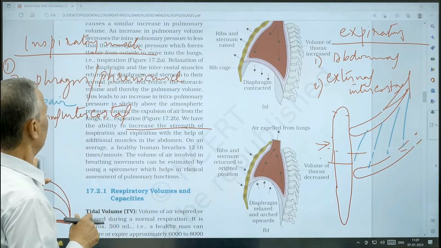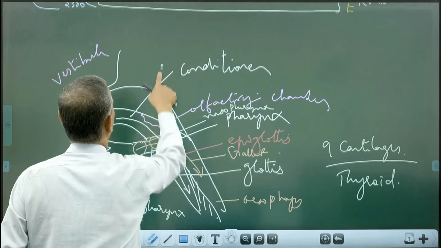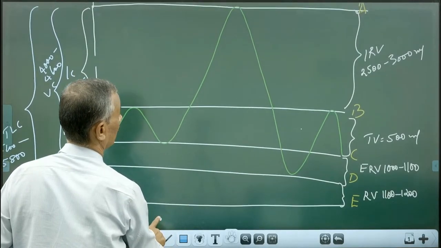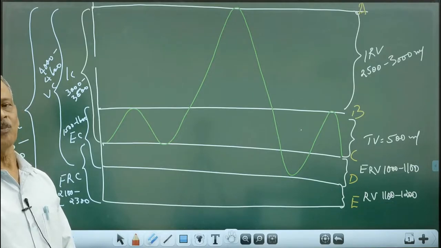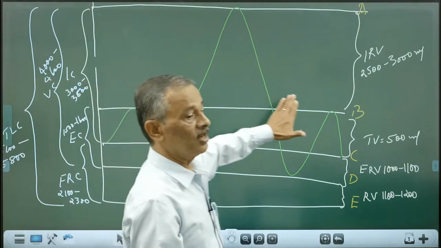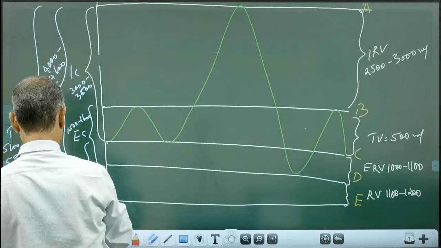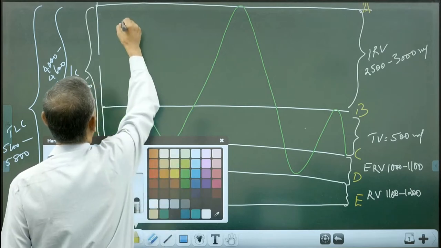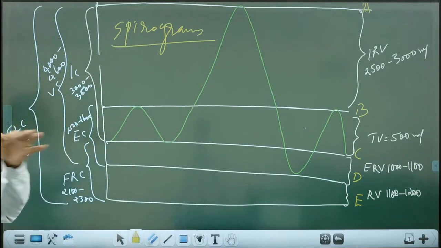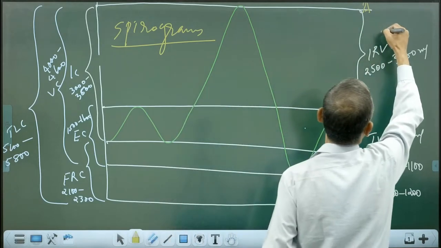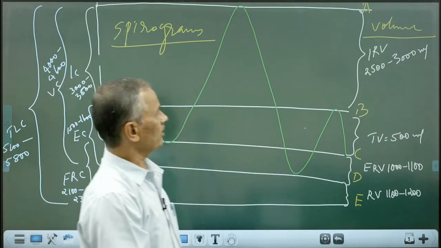These values are called the volumes. And if these volumes are plotted in the form of a graph, we get what is called a spirogram. This is the spirogram. We get four volumes, only volumes, directly from that instrument.